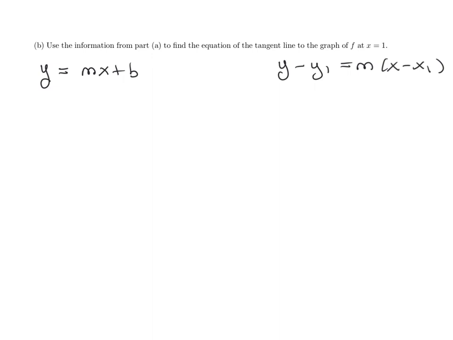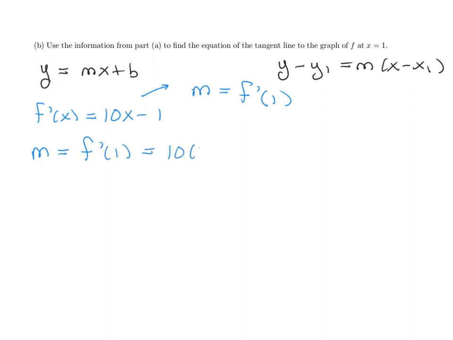So to start with, we figured out that f prime of x was equal to 10x minus 1. And if you want to know the slope of the tangent line to this function at 1, you would use the derivative to figure that out. So the big part for this question is, if you want to know what the slope m is equal to, it's the derivative evaluated at 1. So what's the slope? It's equal to f prime of 1. That's 10 times 1 minus 1, which is 9. So the slope is 9.